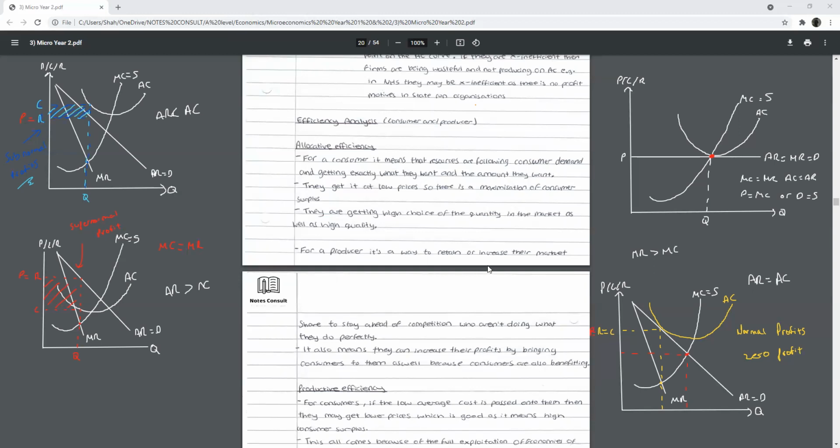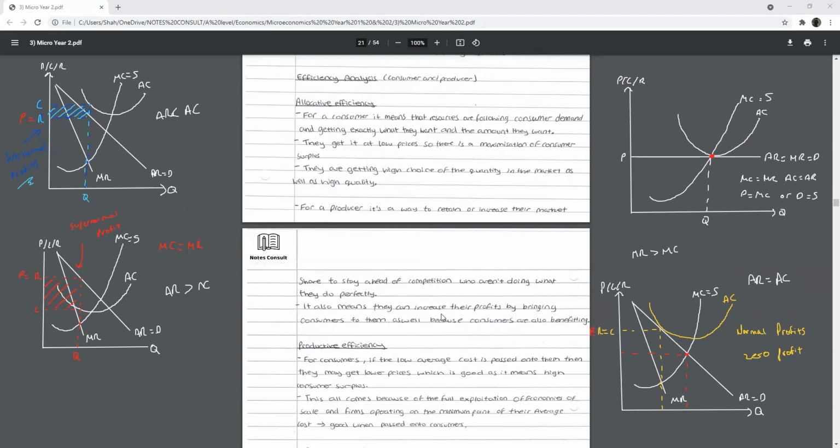For a producer, it's a way to retain or increase their market share to stay ahead of competition who aren't doing what they do perfectly. It also means they can increase their profits by bringing consumers to them, because consumers are also benefiting.